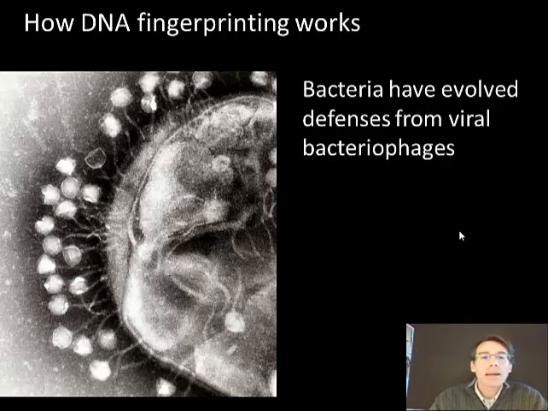And to begin that idea, let's look at a cell. This is a bacterium right here. And that bacterium is covered by these viruses known as bacteriophages. This is actually taken with a special microscope called a transmission electron microscope.